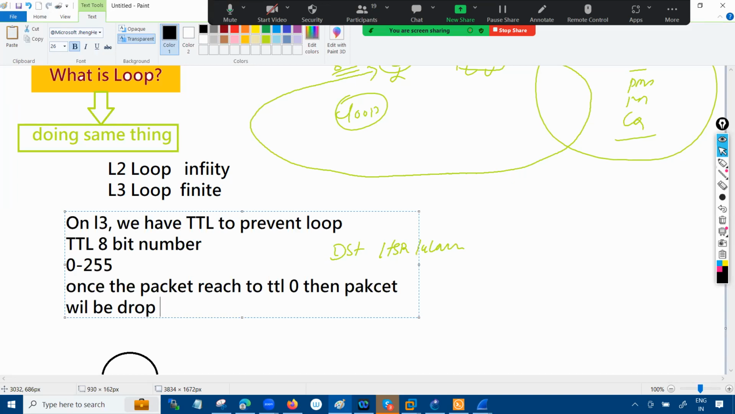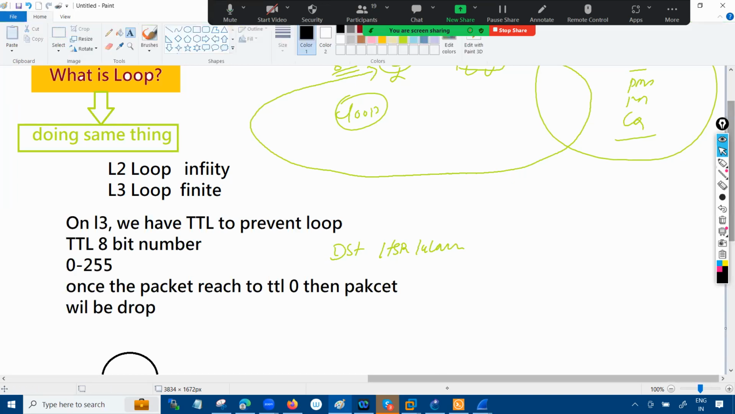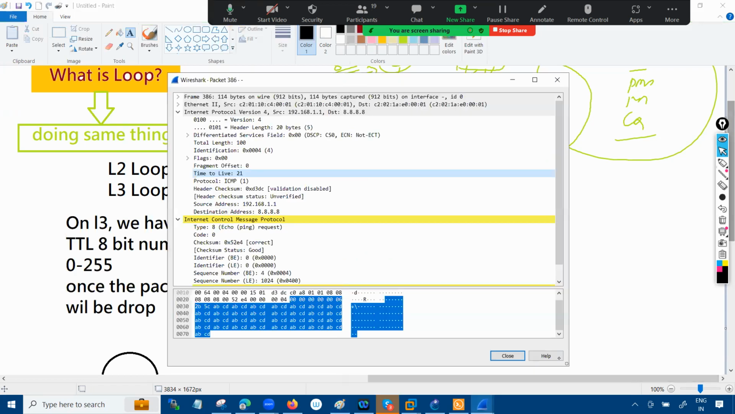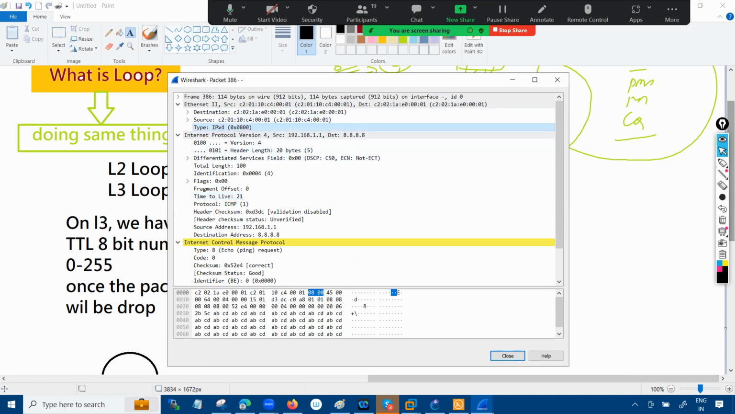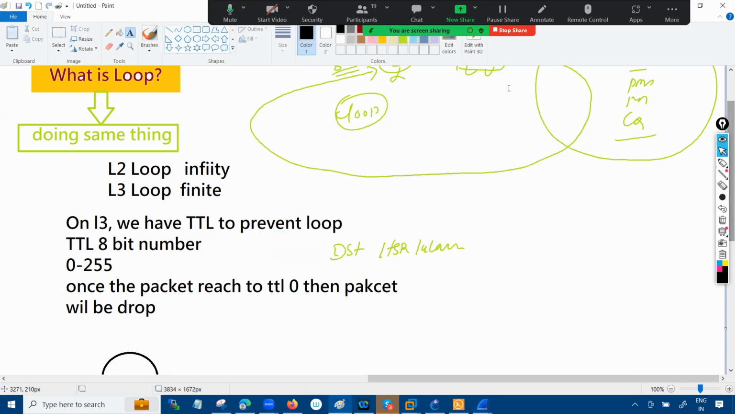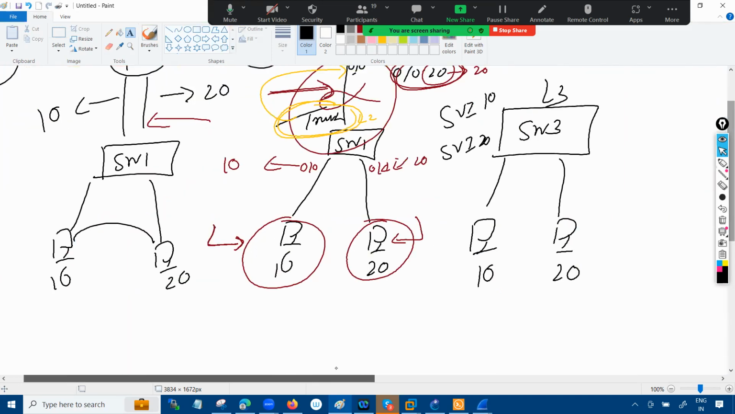But how about layer 2 now? If you look at the layer 2 packet, the layer 2 header, do you see any TTL field over there? I don't have any TTL over there. I just have IPv4 as a type. We have discussed this. I have a source MAC and destination MAC. I don't have any TTL mechanism on layer 2. So if you don't have a TTL mechanism on layer 2, who will prevent the loop now? Let's discuss this. Let's take an example.